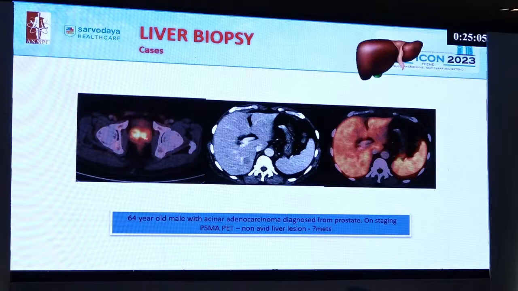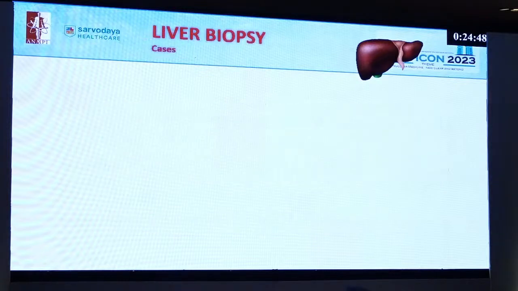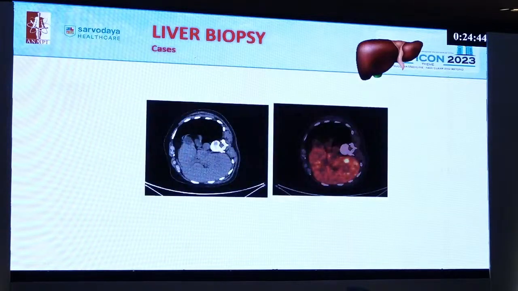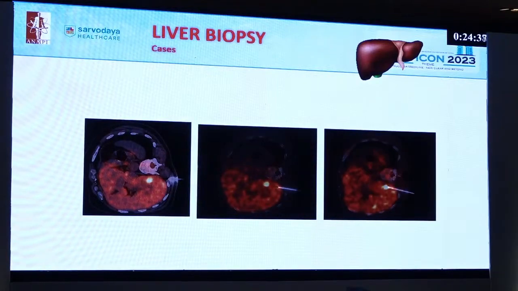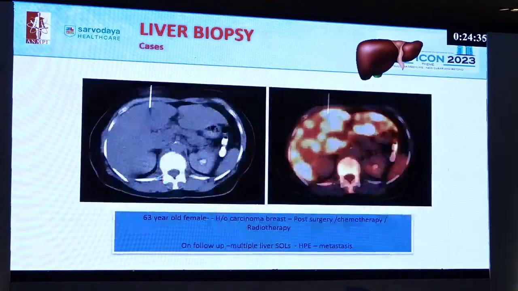So this is the second case, a 64-year-old male with carcinoma prostate. On staging PSMA PET-CT, we see that there is a lesion in the prostate, and another non-PSMA avid lesion is seen in the liver. So the urologist suggested we do an FDG PET-CT and biopsy. So we did FDG PET-CT, and this lesion showed FDG uptake. We targeted this lesion, and that turned out to be follicular lymphoma.